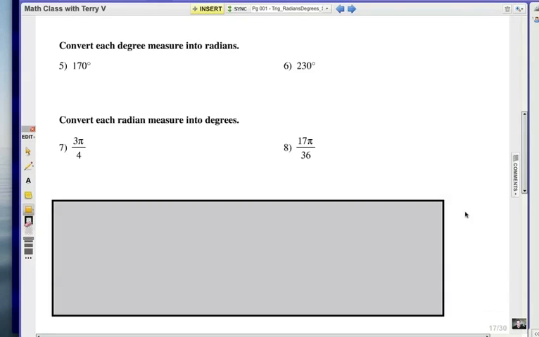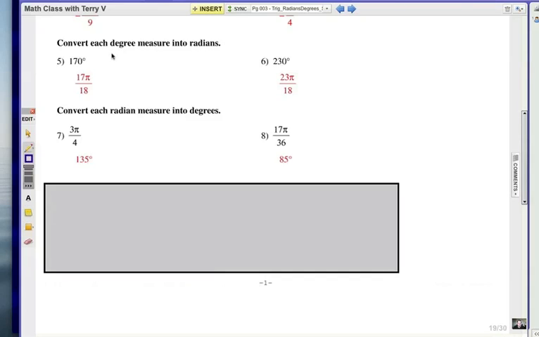Okay, next we're going to convert each degree measure into radians, and each radian measure into degrees. Remember that conversion angle. Go ahead, give it a try. All right, let's see how you did.